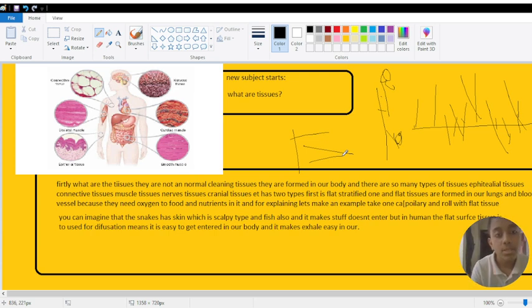Then we have smooth muscle tissues, which can be found in the large intestine and small intestine to help food pass, and they are also made up of hairy particles like the connective tissues.